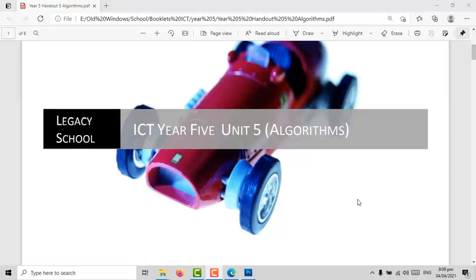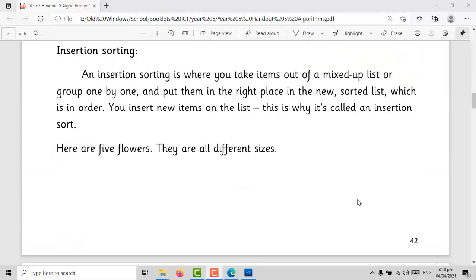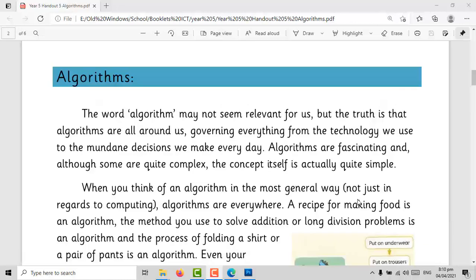In this video we're going to talk about algorithms. This is on the book unit number 5 and page number 41. Page number 41. So what is an algorithm anyway?